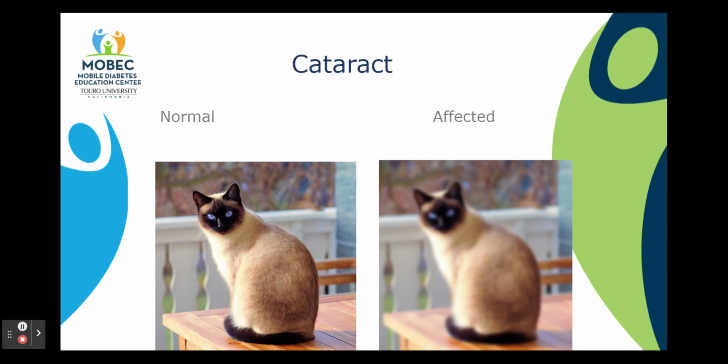Cataract is a condition when the lens gets cloudy and rigid. This is because high sugar draws fluid into the lens. Everyone will get cataracts at one point in life, but people with diabetes and uncontrolled sugars will get it earlier.